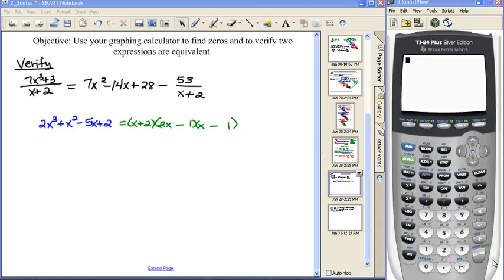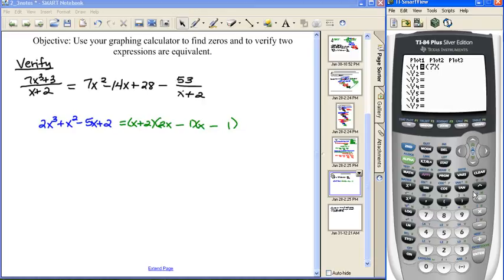So if we want to show that (7x cubed plus 3) over (x plus 2) is equal to 7x squared minus 14x plus 28 minus 53 over (x plus 2), we can enter the left side into y1, the right side into y2, and either examine the graph or the table to show that those two are equivalent. So let me show you that. In y1, let me clear out what I have in here.